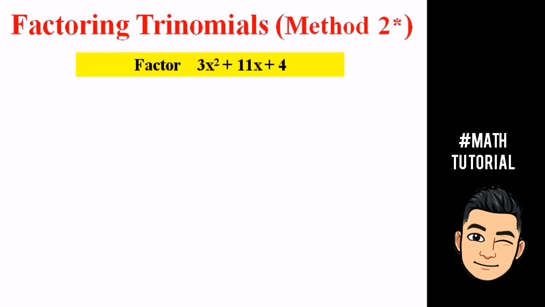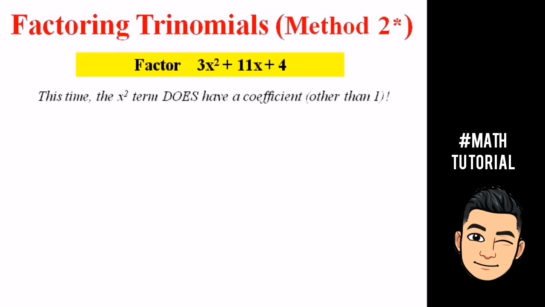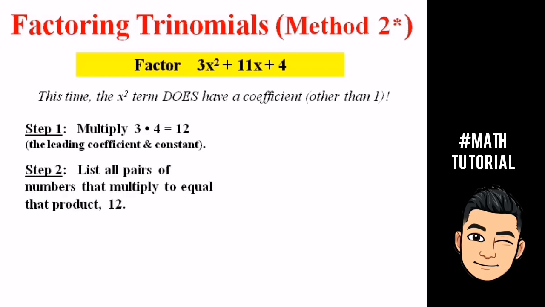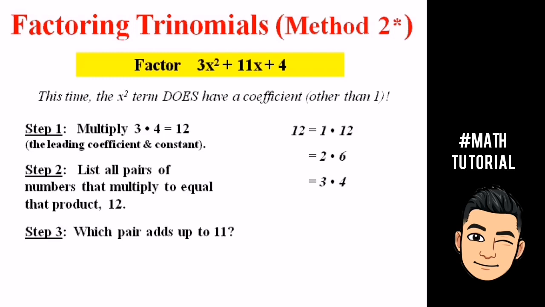Another example, 3x squared plus 11x plus 4, wherein the leading coefficient is 3, that is greater than 1. Same step, we just multiply the leading coefficient and the constant. The answer is 12. And then when we get the factors of 12, that is 1 times 12, 2 times 6, and 3 times 4. We need to get the middle term 11.